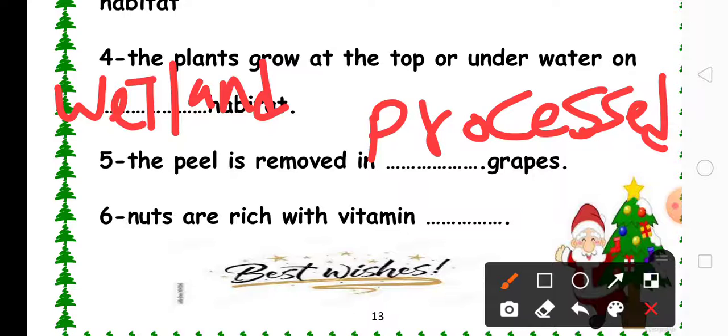Nuts are rich with vitamin, yes, E. We have vitamin A in carrots, which is good for our eyes, vitamin E in nuts, vitamin C in orange and guava. Junior 3, we will finish the revision sheet. I wish all of you best of luck. Thank you.